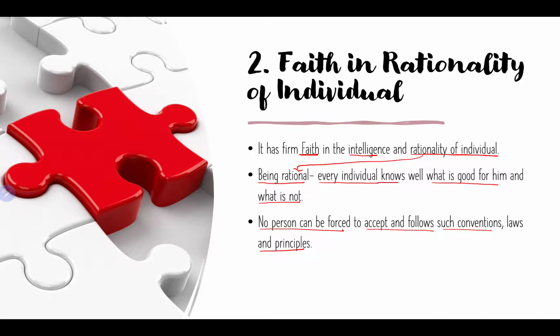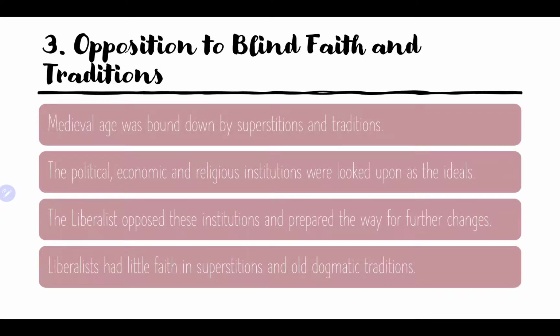They are free. So moving forward, the third feature is opposition to blind faith and tradition. Opposition to blind faith and tradition means the medieval age was bound down by superstitions and tradition. Before the advent of the 18th century, there was too much superstition and blind faith. Liberalism totally discards superstitious traditions. The political, economic and religious institutions were looked upon as ideals.